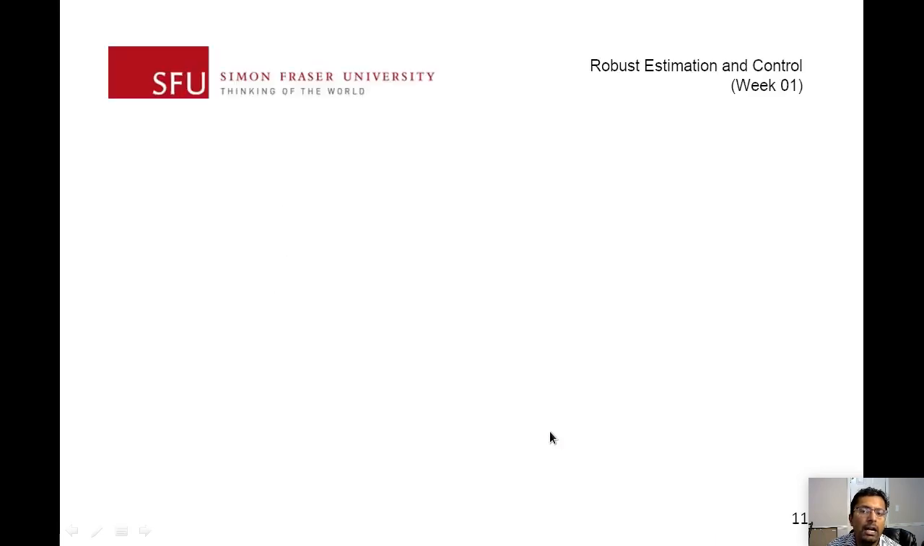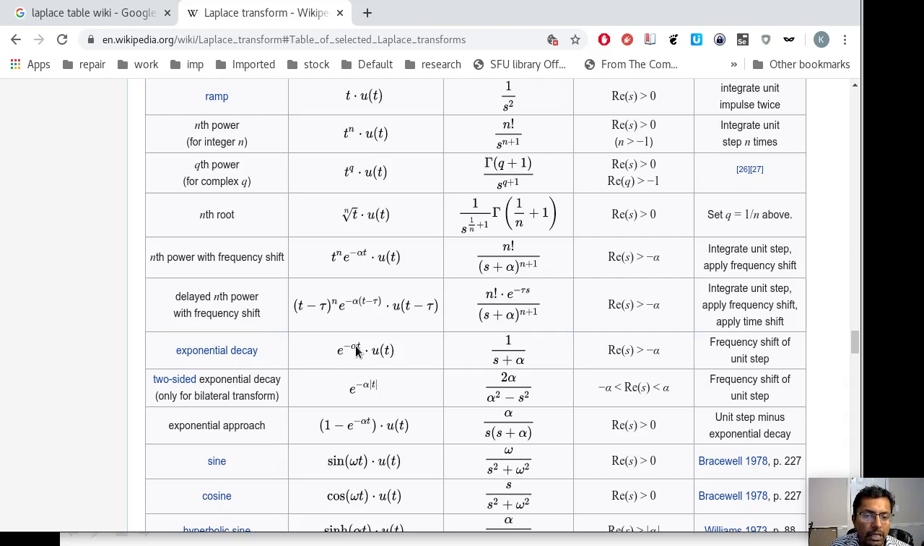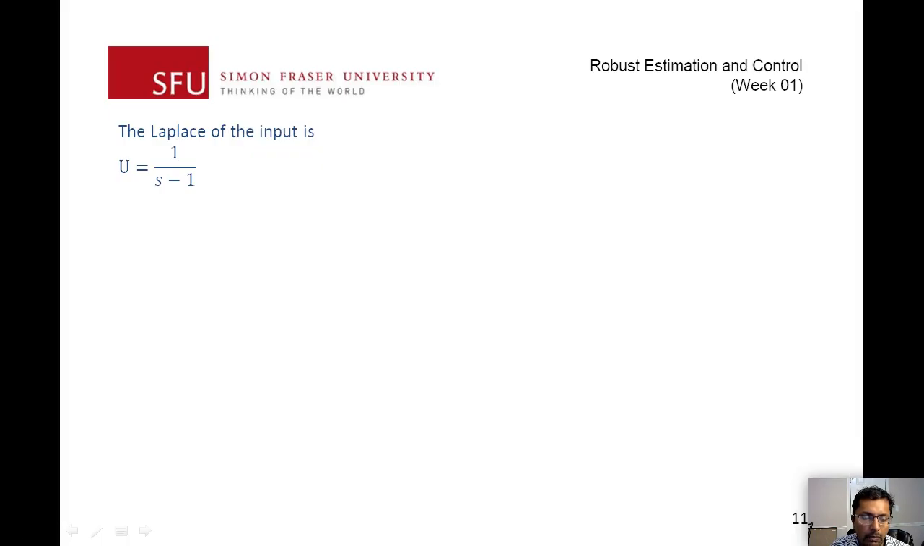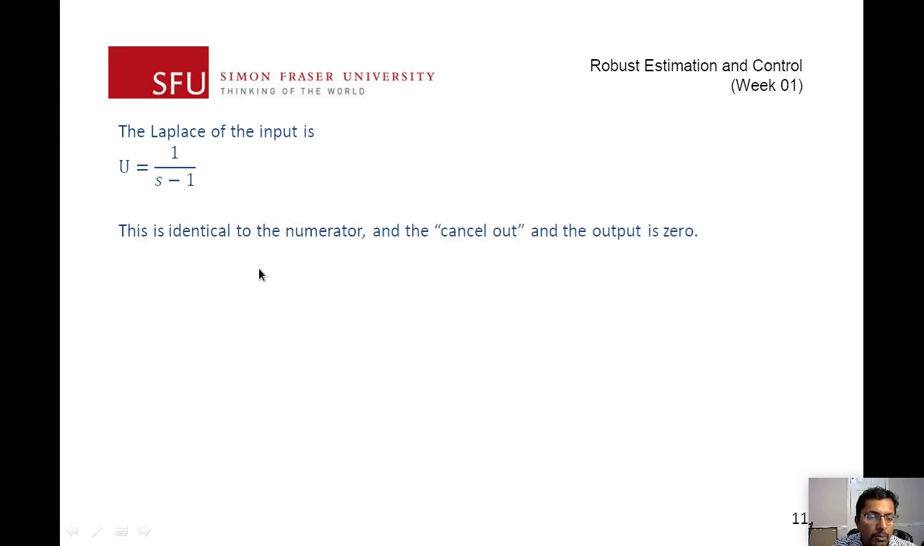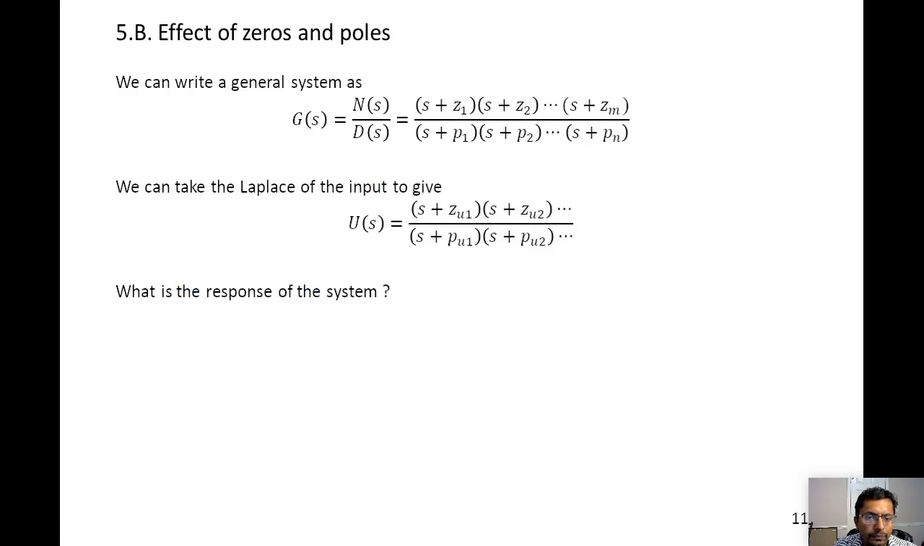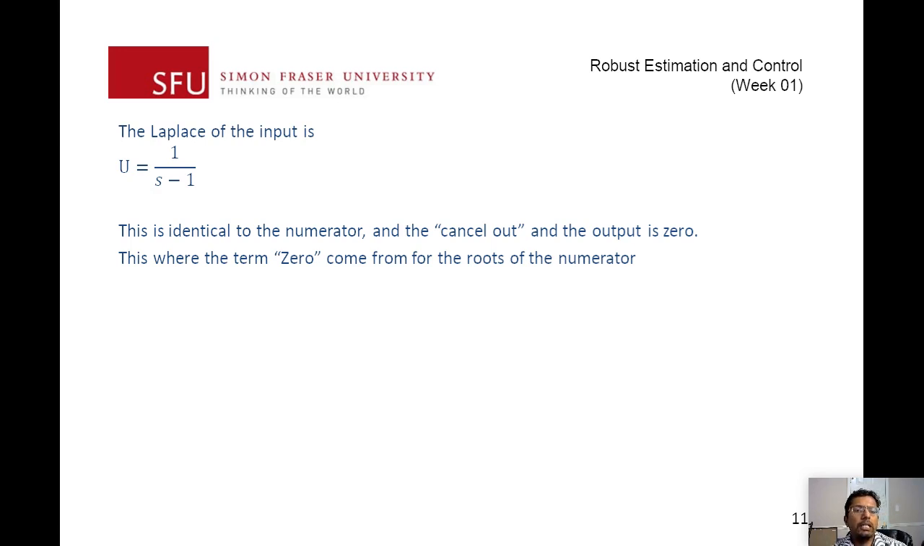So this is the response that we had. We can do some analysis in the Laplace domain. If we look at the Laplace, e to the minus alpha t is 1 over s plus alpha, so e to the plus alpha t is going to be 1 over s minus alpha. In this case, our value of alpha is essentially minus 1, and so we get U of s is 1 over s. Essentially, if you look at the system, the numerator cancels out the denominator, and so this becomes 0. This is the reason it is called the zero of the system. The roots of the numerator polynomial are called zeros because they cancel out the input, or zero the input.